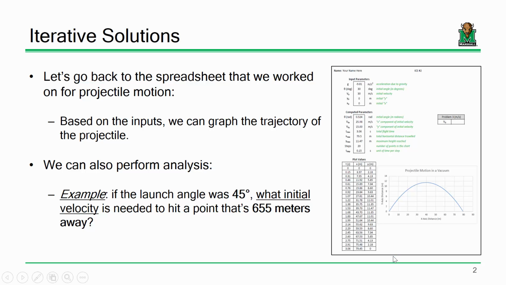Okay, so back here in the lecture, what if the launch angle is 45 degrees and you want to have a range of 655? Then what initial velocity do you need? So what I'd like you to do is play around with the initial velocity on your spreadsheet, setting the launch angle to 45, and don't just type in 655 for X max. That's a calculated parameter. So let it calculate based on changing the initial velocity over and over and over many times until you find that your projectile range is 655.